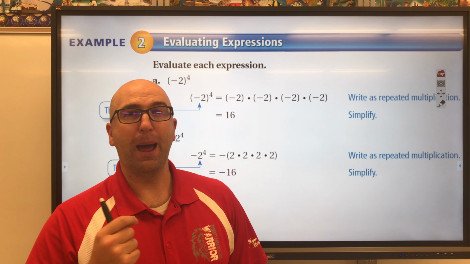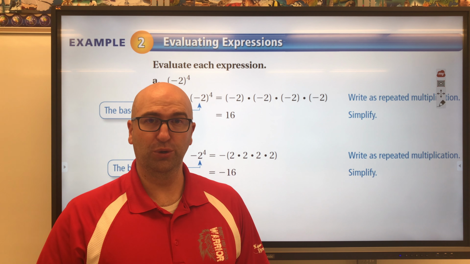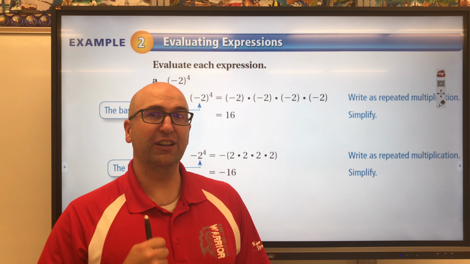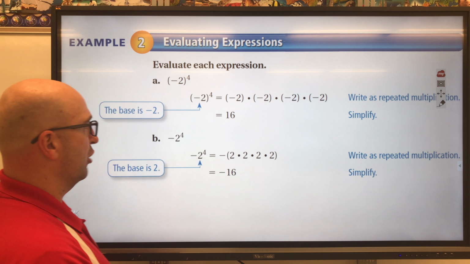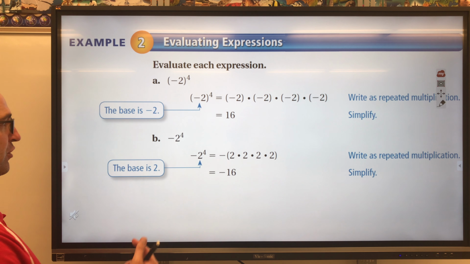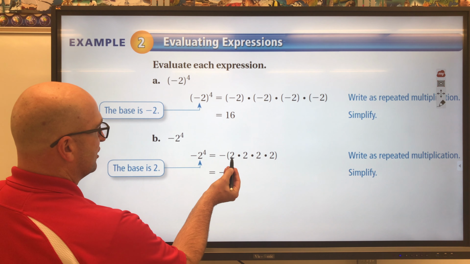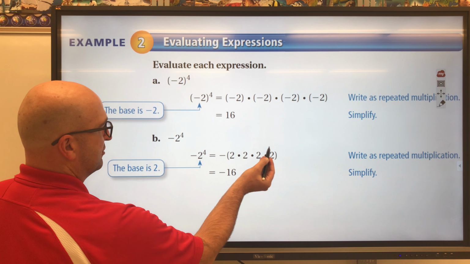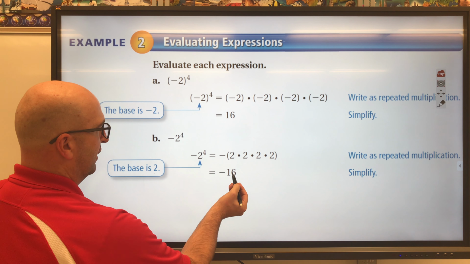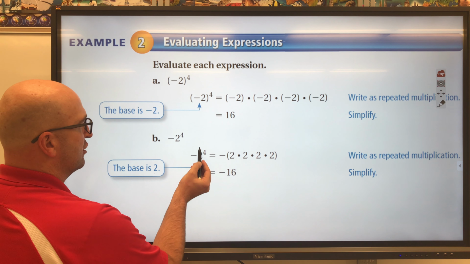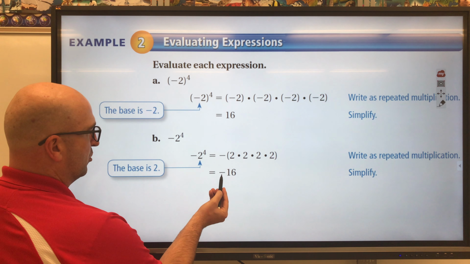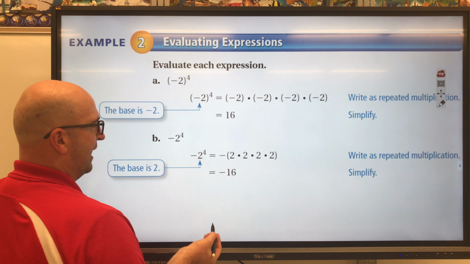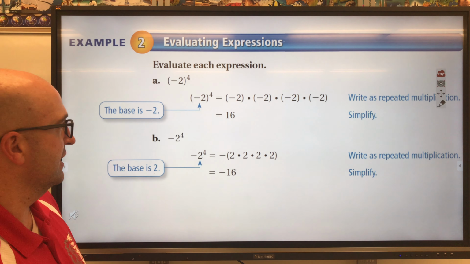What that means is my base is 2, but then the negative sign is going to be put with the answer. So I'm going to end up with a negative answer for this. So my base is 2. 2 times 2 times 2 times 2 gives me 16. And since the negative sign is not with it inside of a parenthesis, that means my negative is going to go with my answer for a negative 16.